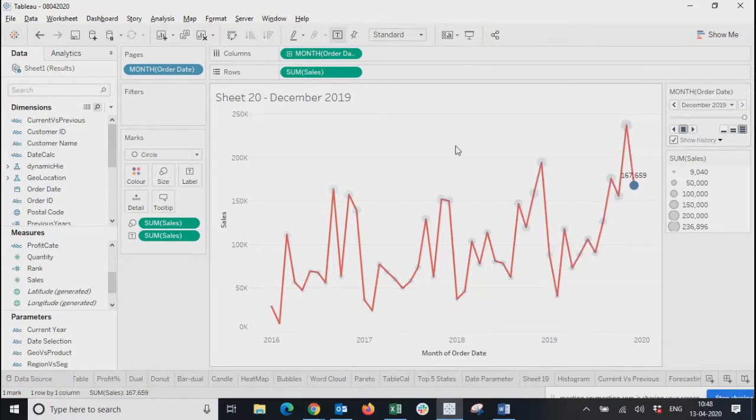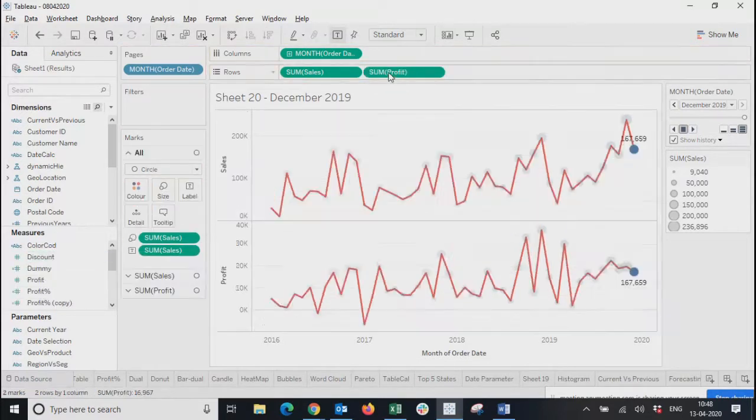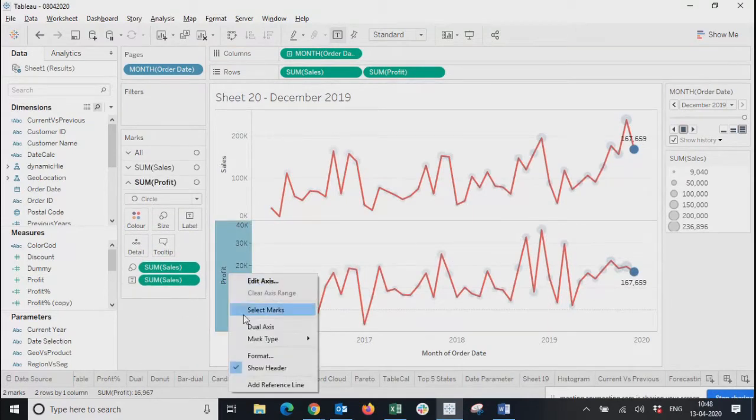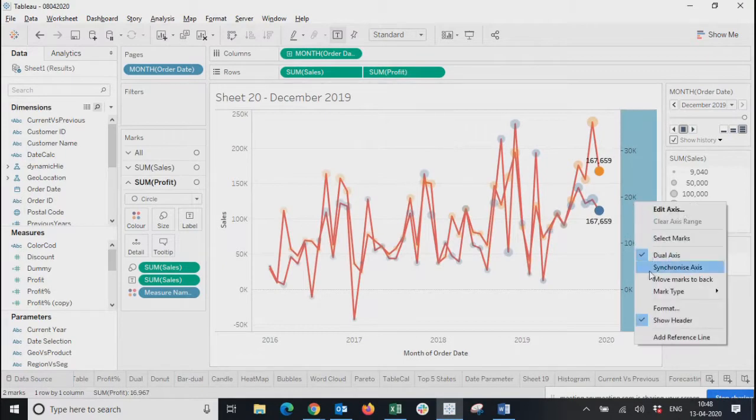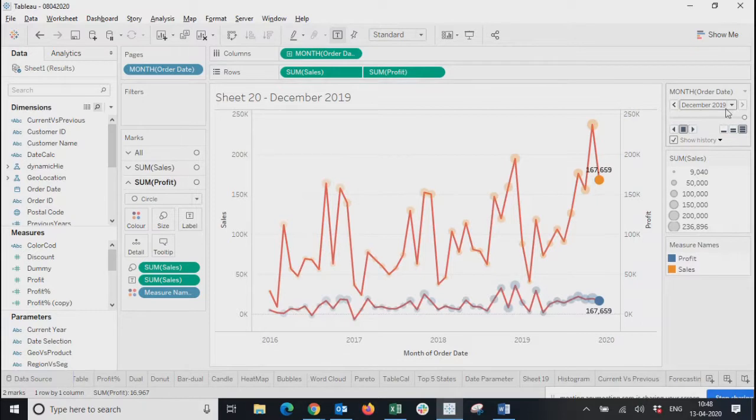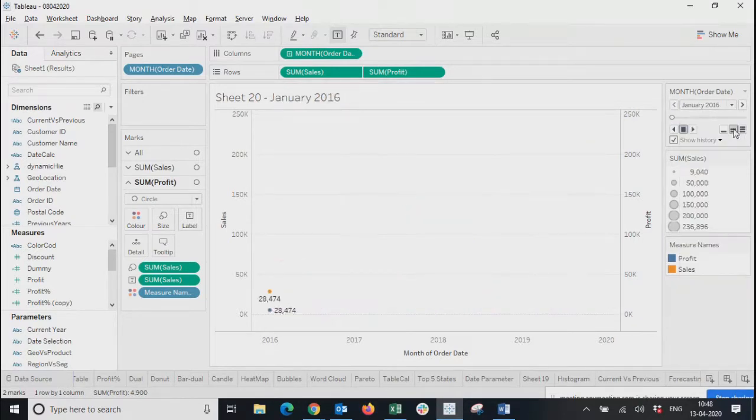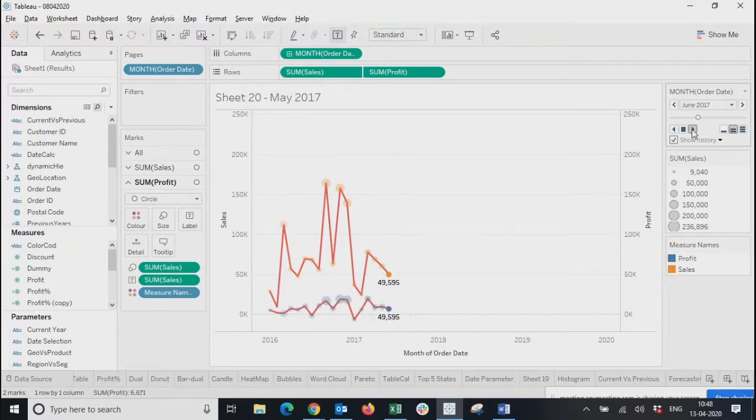Right. So this was the one measure which we plotted here. We can drag profit also. Maybe we can create a dual axis, synchronize our axes, and we can represent both in one. So it will show the trend of your profit and sales simultaneously. The row at the top is basically sales, and the profit one is in the bottom. So it shows how your sales and profit trended in the history and how it might do in future.